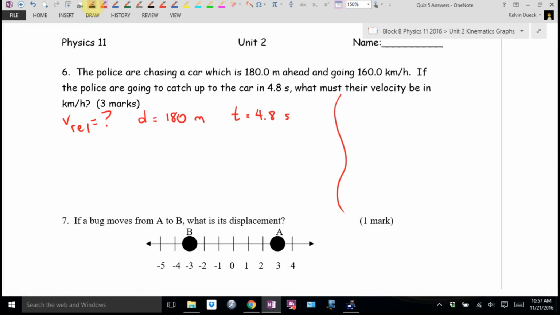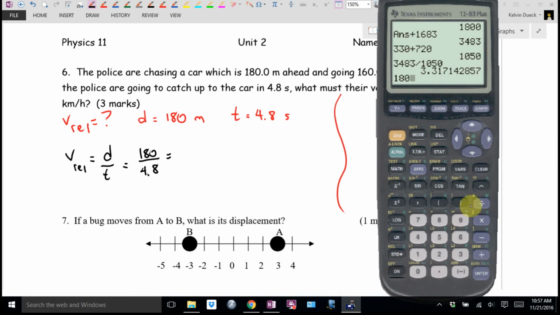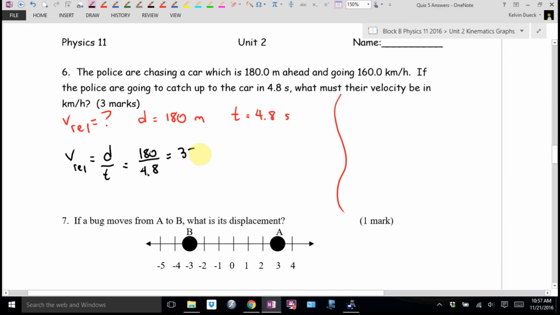Hey, I can go like this. Relative speed is distance over time, 180 divided by 4.8. And I get 37.5 meters per second. Gio, what does this mean? It means the police have to be going 37.5 meters per second faster than the bad guys.